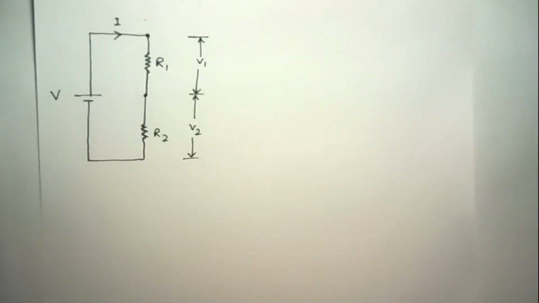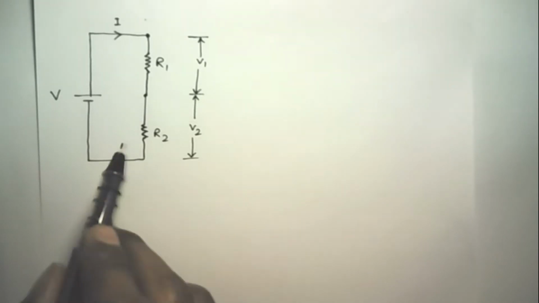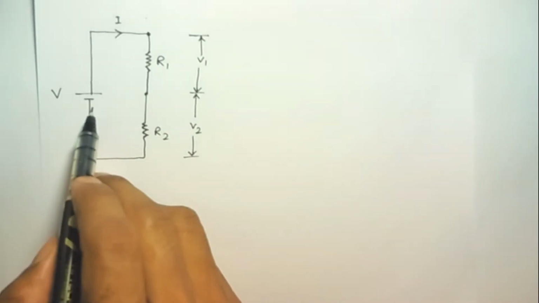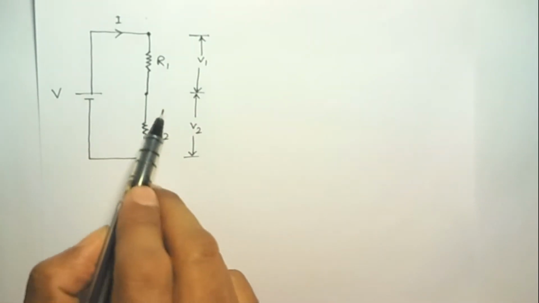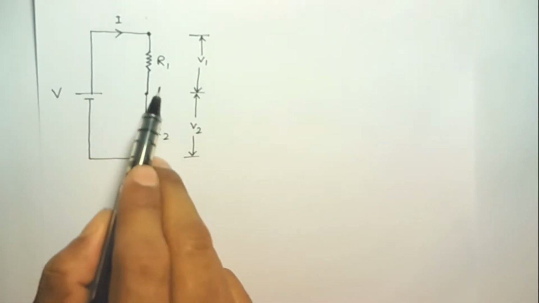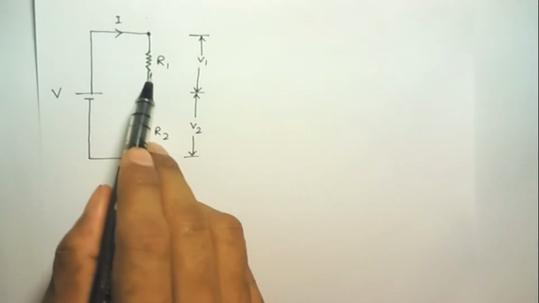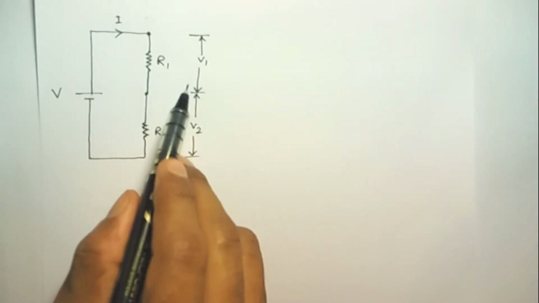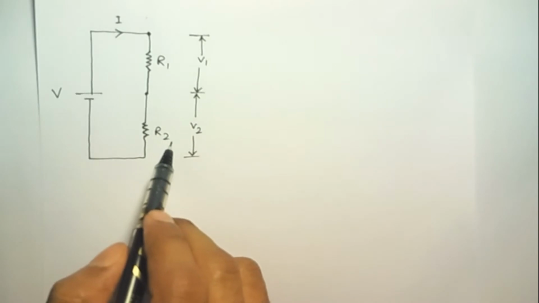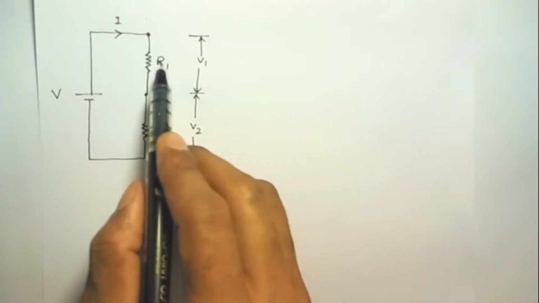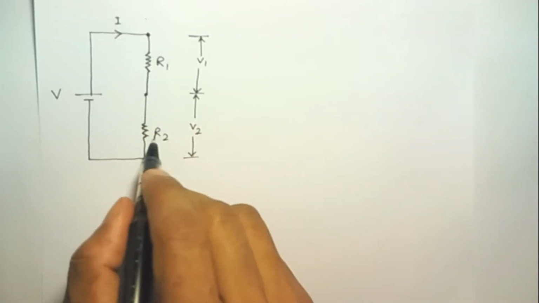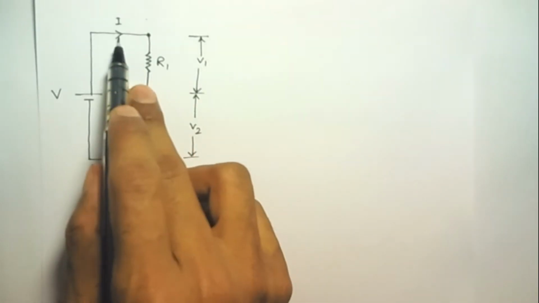Hello everyone. In this video we shall be discussing the voltage divider rule and the current divider rule. This is a voltage source connected with a series connection of two resistances R1 and R2. The voltage across R1 is V1 and the voltage across R2 is V2. But the current that flows through R1 and R2 is the same, that is I.